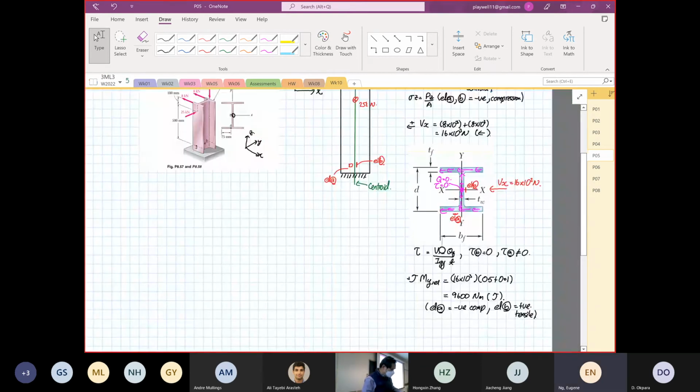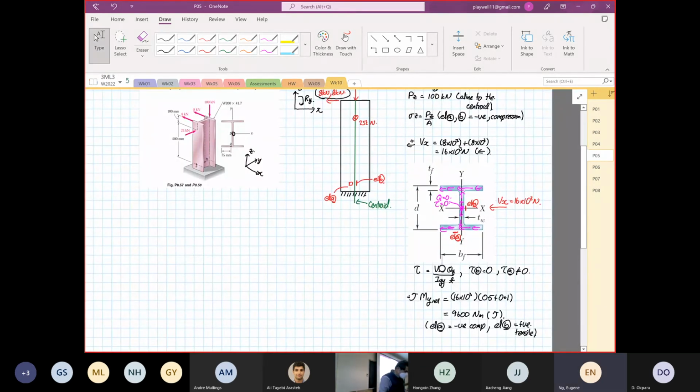Okay, so from here, anything else to analyze at this view? The answer is nothing else to analyze. Then we do another view.